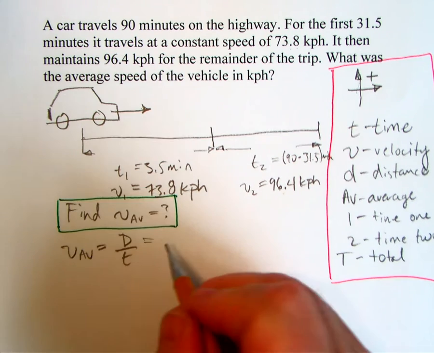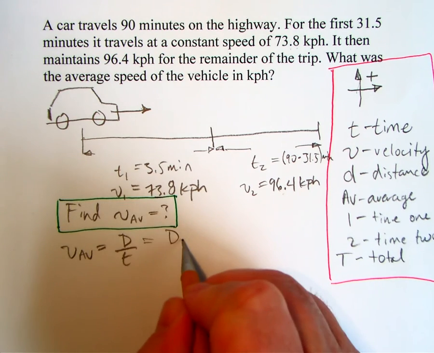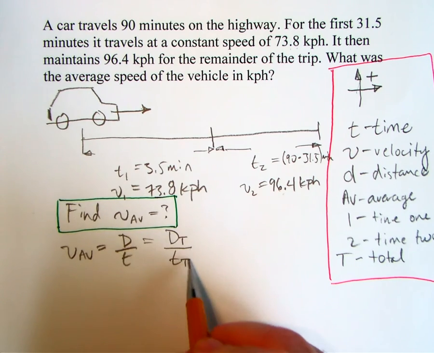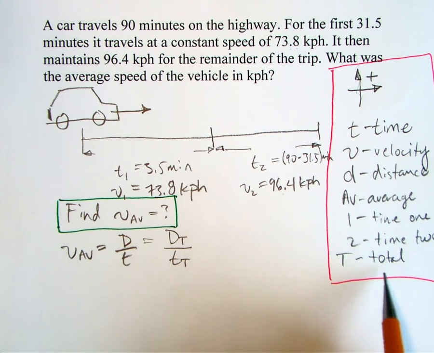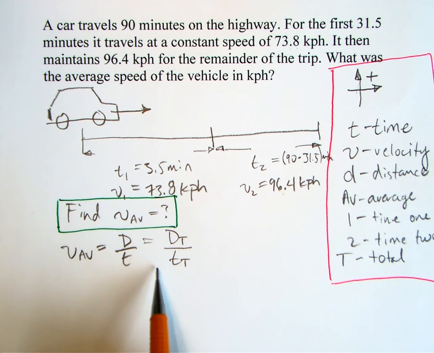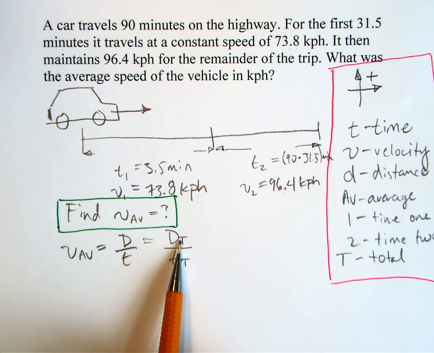So in our particular case, we want the total distance traveled divided by the total time, okay? So that's where this total comes in. This is the general formula. Now we've made it specific to our problem. So how do we find this quantity here, this distance total?